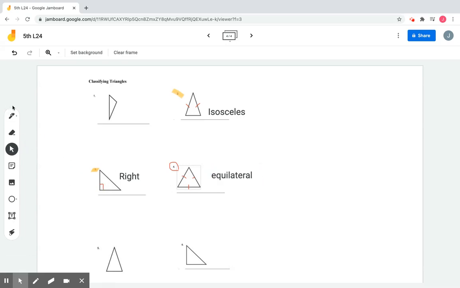All right. So this one will be isosceles, and this will be right, and this will be equilateral. Because this has 3 sides of the same length, and this has 2 sides of the same length with one different length, and this has a 90 degrees angle.